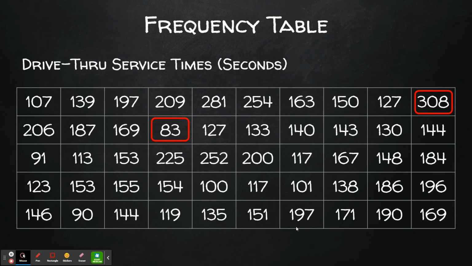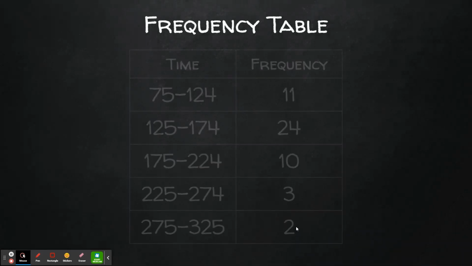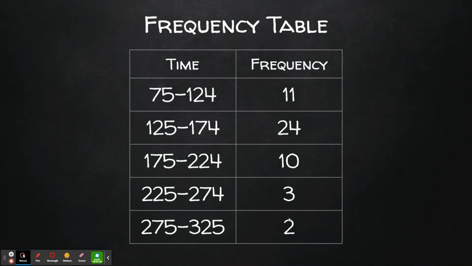And so if we did that in a frequency table, we would get something that looks like this. To make life easy, we started at 75, and then we went up 50 seconds, and then started another bin, and so forth until we reached 325. And this covers all of the data values. You can see there were 11 times that were between 75 and 124 seconds, and 24 that were between 125 and 174, and so forth.